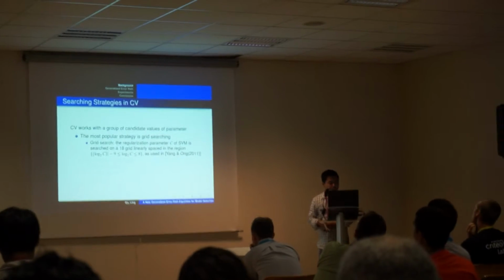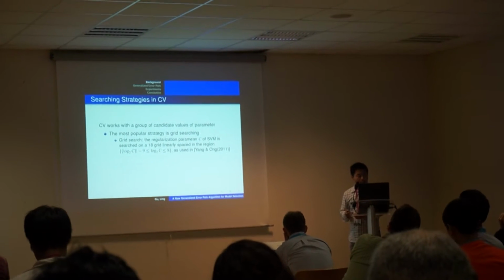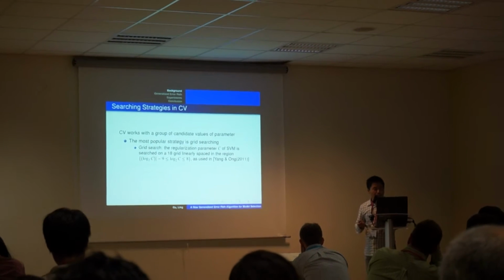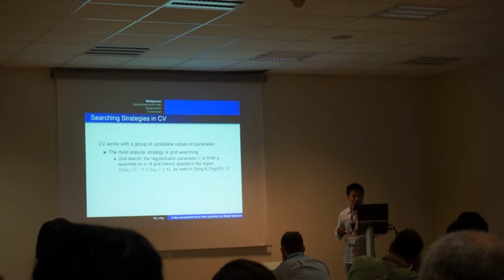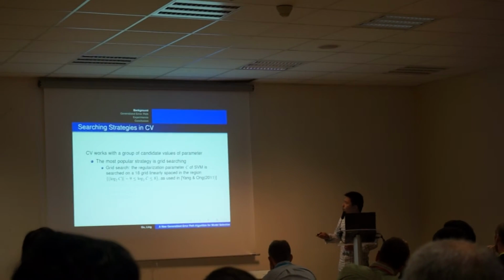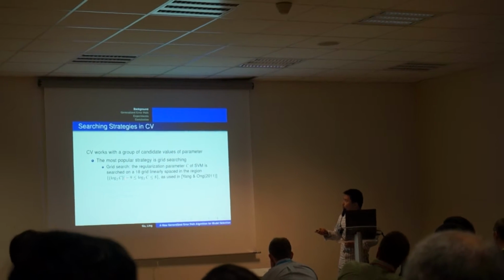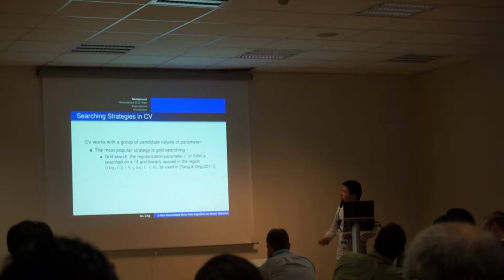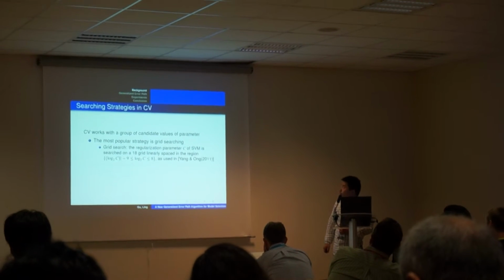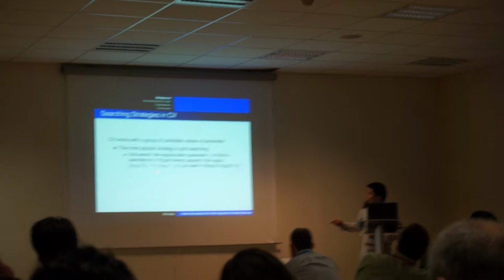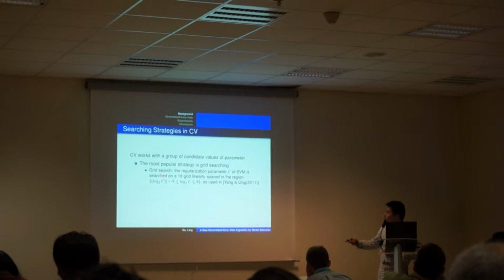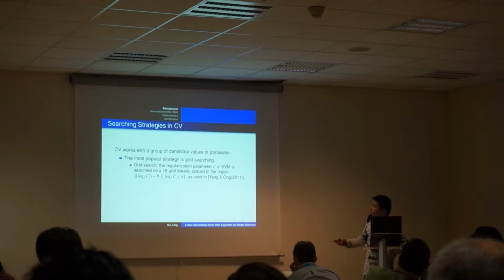No matter which of these cross-validation methods, they also need to work with a group of candidate values of parameters. The most popular strategy is grid searching. This is an example of grid searching for support vector machine. The regularization parameter C in support vector machine is searched on 18 grid points linearly spaced in this region. This is used in this paper.